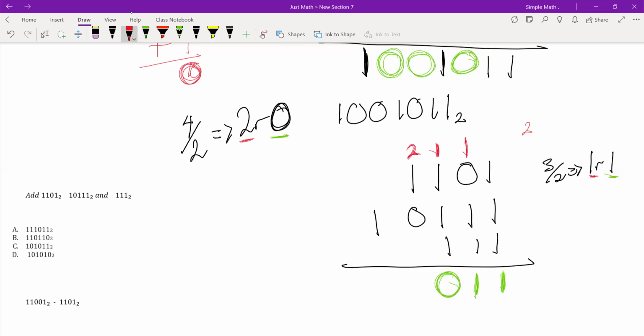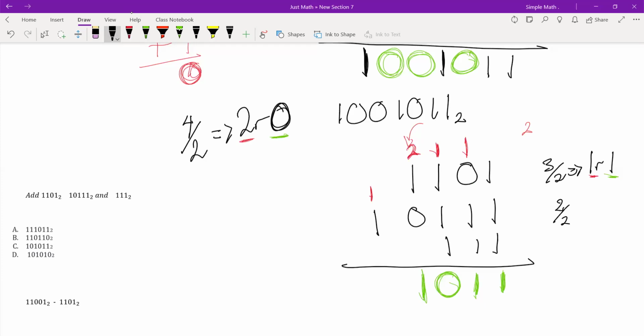But I thought you said we don't need to. Yes, but since we're going to transfer it to the next number, we can still add it and get 3. So if we add these 2 and 1, we're going to get 3. And then 3 divided by 2 is 1 remainder 1. So the remainder stays, and the other one goes here. So 1 plus 1 is 2. 2 divided by 2 is 1 remainder 0.